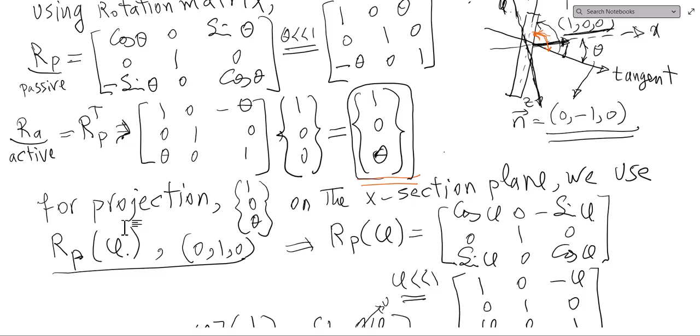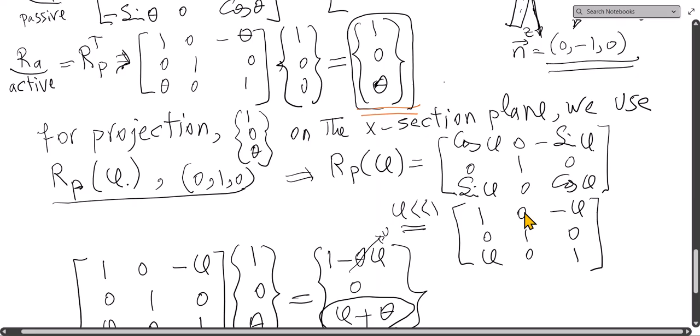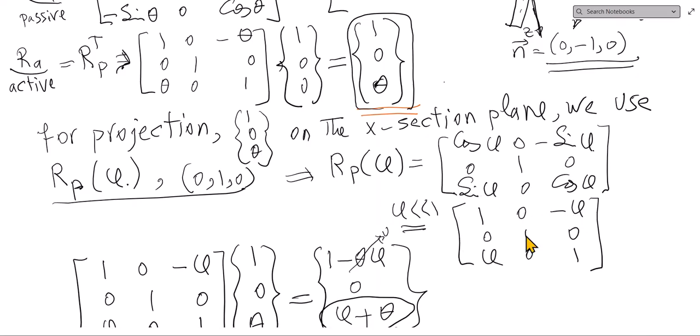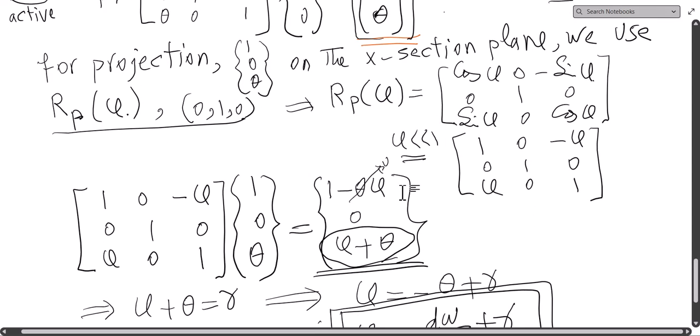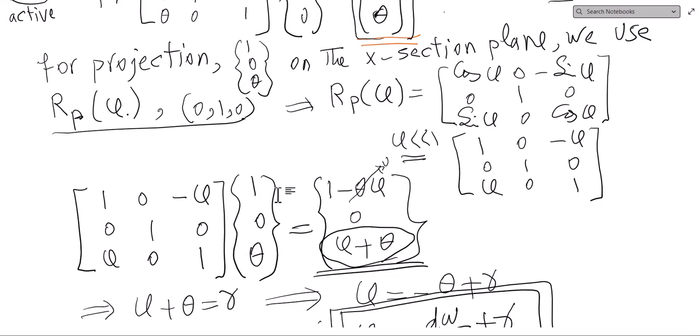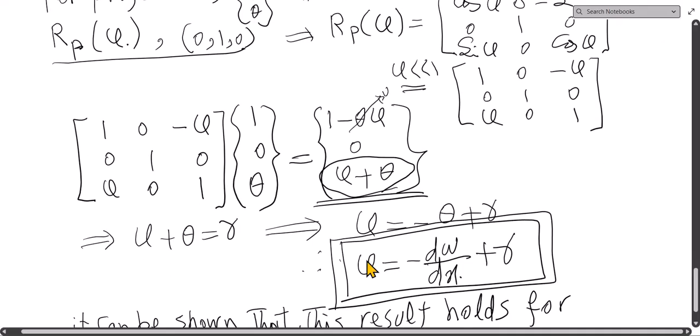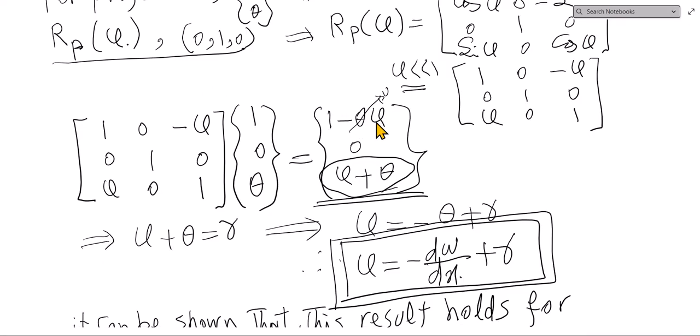Because it's projection, I have to use passive for phi. So the rotation matrix for passive phi is given here, and then with some approximation of small phi, you get something like this. And then this vector projected on the plane is the result of pre-multiplying this matrix to this vector. And as you see here, you get these results. Because theta and phi are very small compared to 1, the product of these two is much smaller, then we can neglect them. So basically we have 1, 0, and phi plus theta.